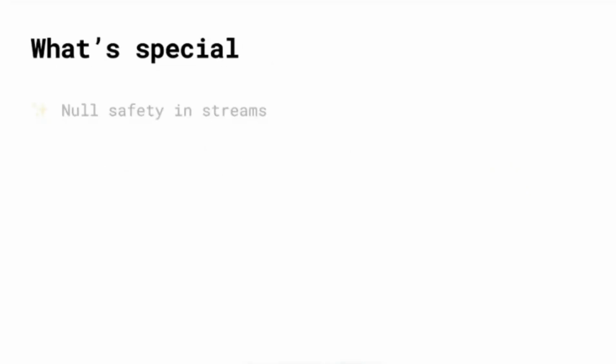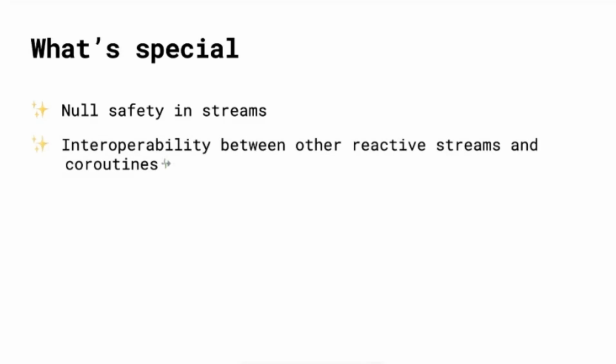So the first thing is Flow provides null safety in the stream. That means you cannot send null values in the stream. This is not something new. This was introduced in RxJava 2. RxJava 2 also has it. Second, this is the key thing over here.